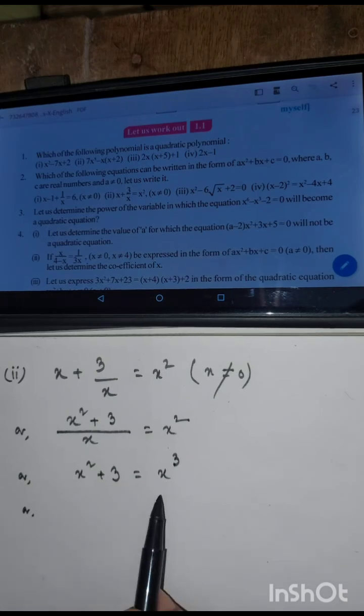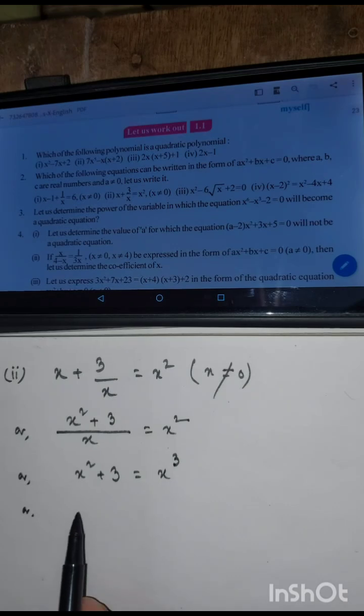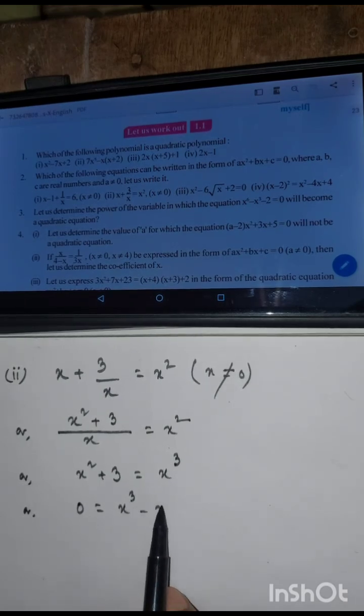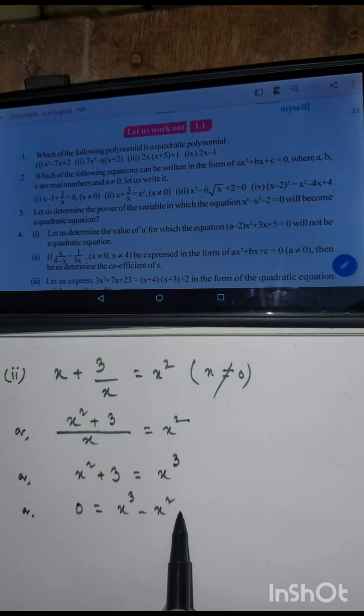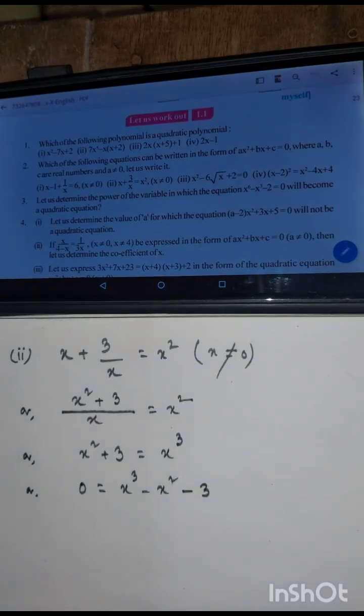Or if we take these quantities to the right side, so here we can see the highest power of x is 3. So this is not a quadratic equation. So this is crossed.